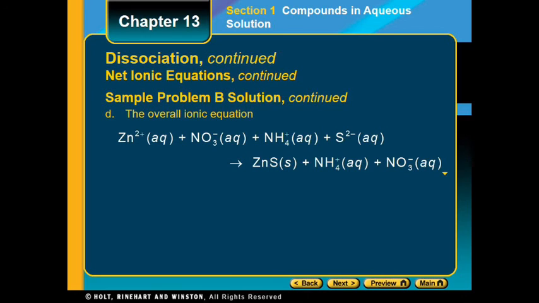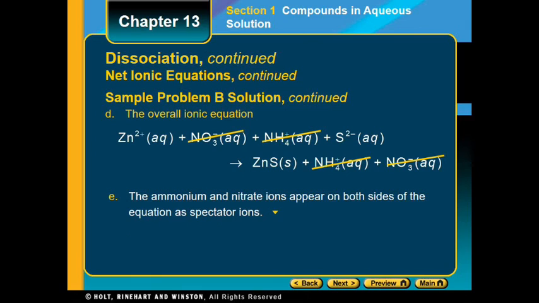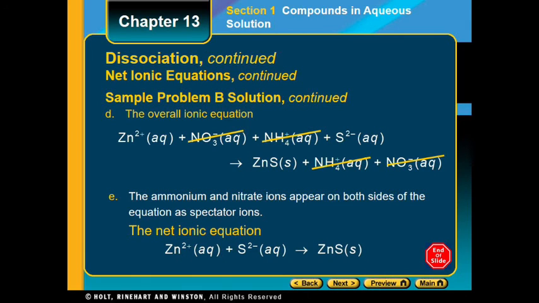And then part E, the net ionic equation gets rid of our spectator ions. So nitrate is on both sides. Ammonium is on both sides. Our final net ionic equation is going to be zinc plus sulfide ions yields zinc sulfide. So again, a lot of writing, but make sure whenever you're given your homework or in classwork, you answer every part thoroughly.